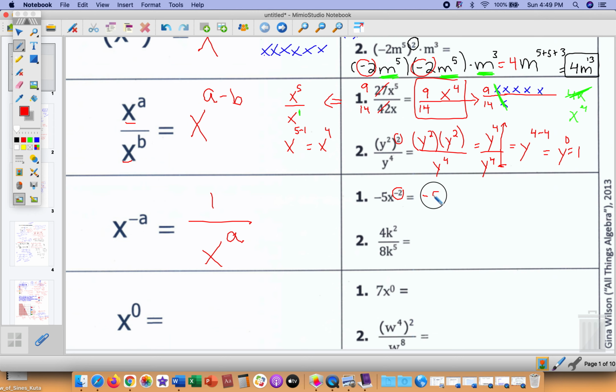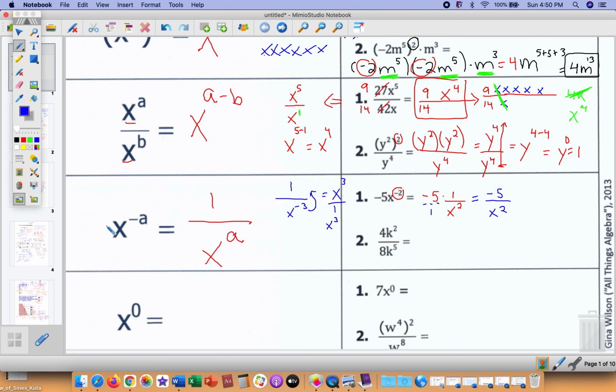So we have negative 5 times x to the negative 2nd. So 1 over x to the positive 2nd. I can put the negative 5 over a 1. So on top we have negative 5 times 1, or negative 5 over x squared. If I had, let's say, 1 over x to the negative 3rd, it shifts up, and you'd have x to the positive 3rd on top over 1, which would be x to the 3rd.